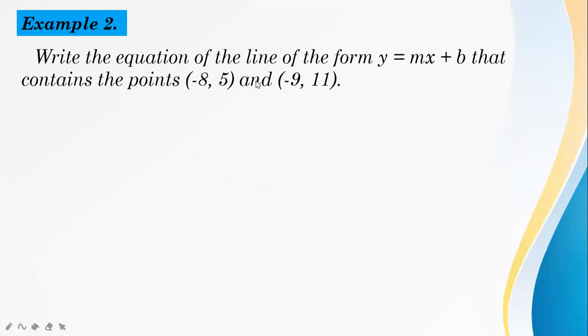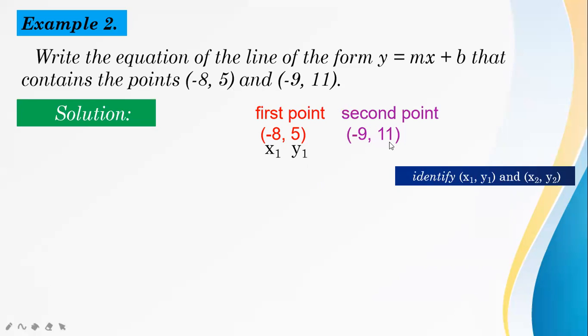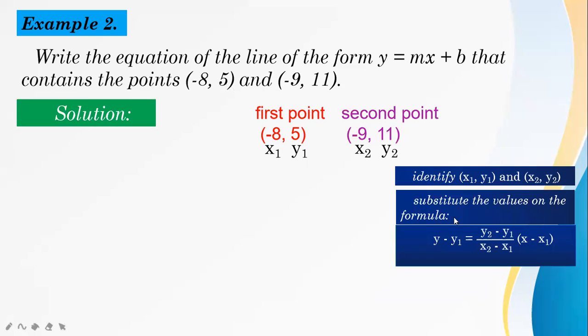Next, number 2. Write the equation of the line of the form y equals mx plus b that contains the points negative 8, 5, and negative 9, 11. So we have the solution. Identify first your x sub 1, y sub 1, and x sub 2, y sub 2. First point, this will be your x sub 1, y sub 1. Second point, negative 9, 11. So negative 9 is x sub 2, y sub 2 is your positive 11. Then substitute the values on the formula. So this will be the formula.